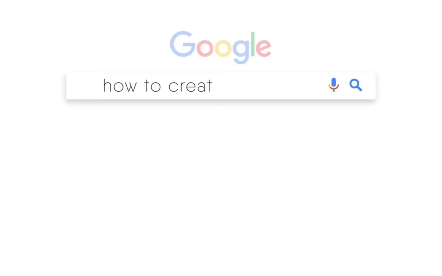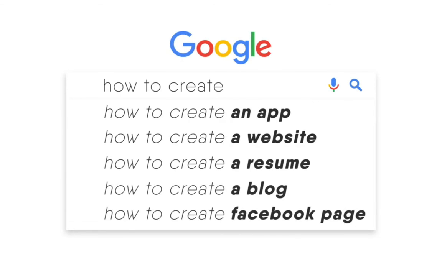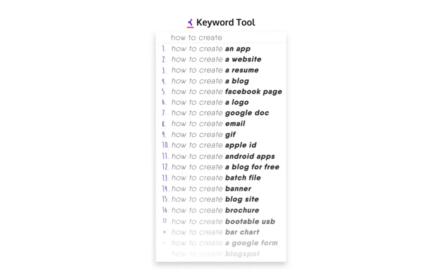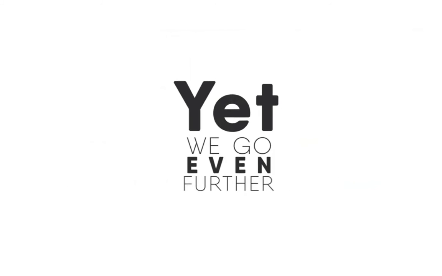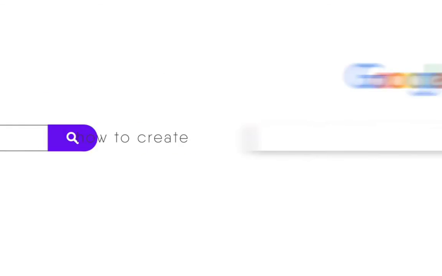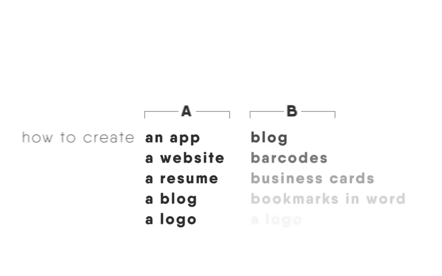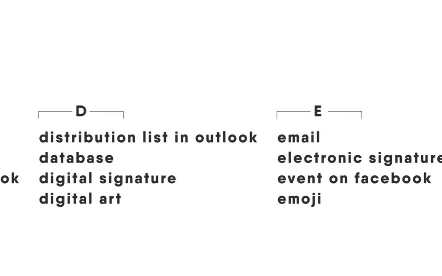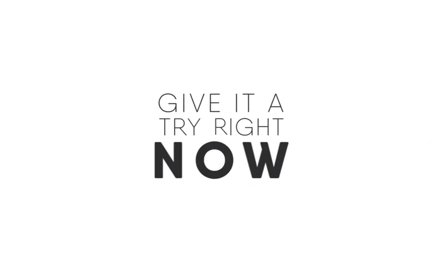When you search on Google, most likely you will see the maximum of 5 autocomplete suggestions. But guess what? Keyword Tool can get up to 20 keyword suggestions for exactly the same search term. Yet, we go even further. We will take your seed keyword, put it in the Google search box, add different letters and numbers, and get hundreds of useful keywords for you in a matter of seconds. Give it a try right now.